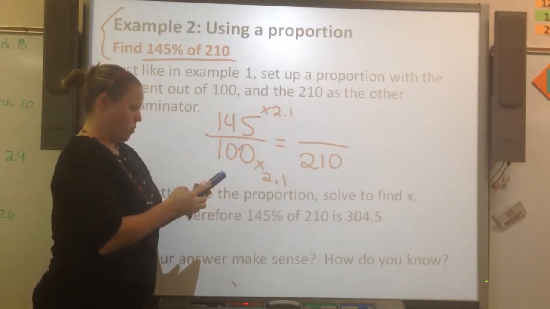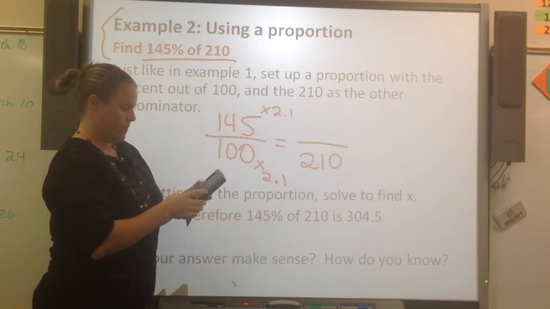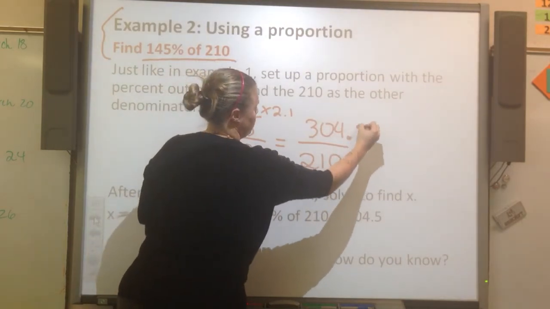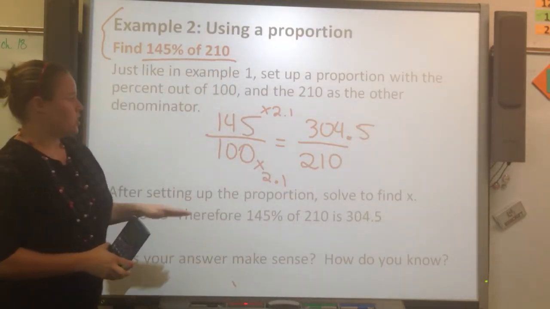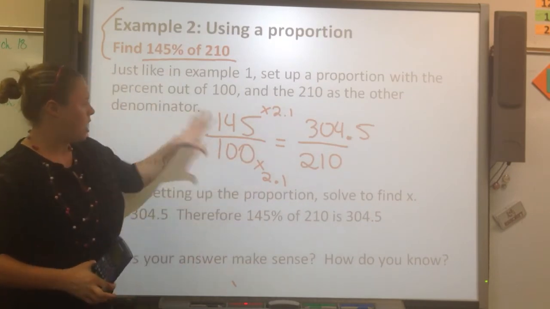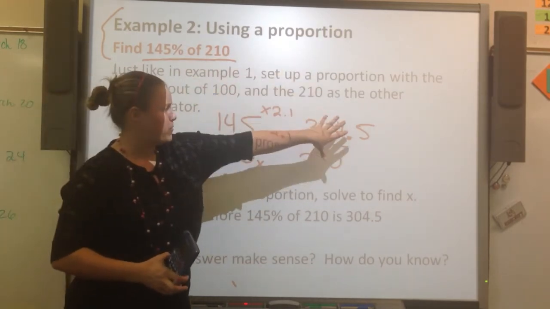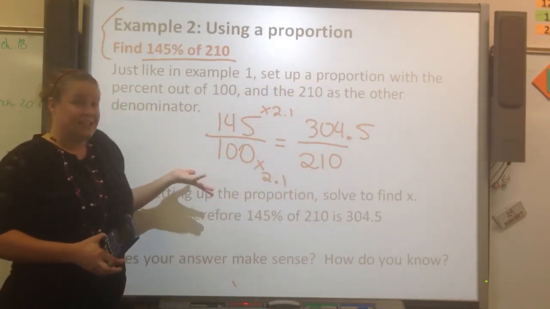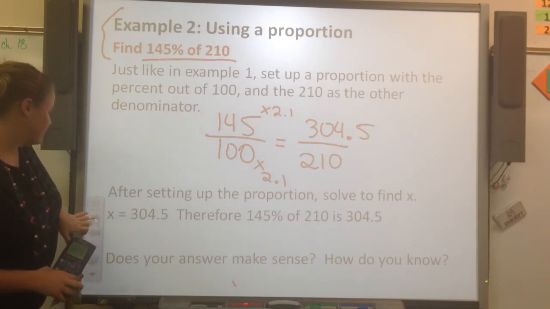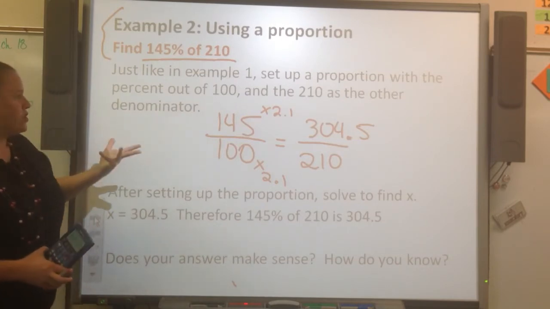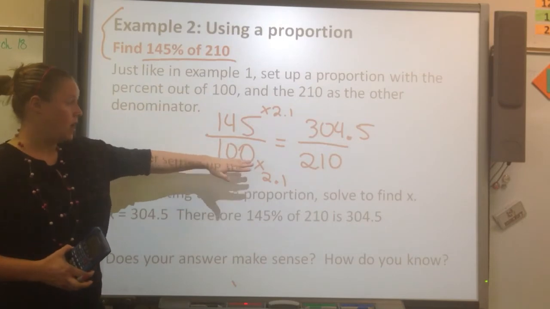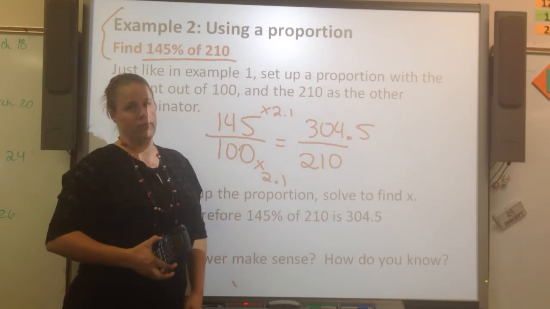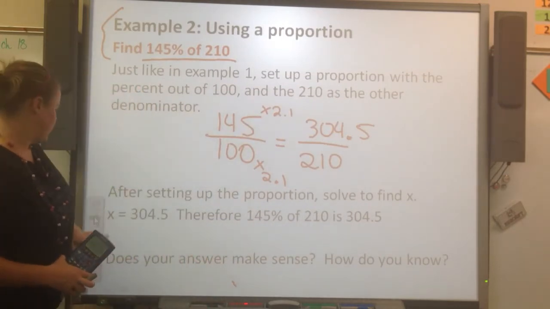Okay? And then 2.1 times 145 is 304.5. So 145% of 100 in proportion is 304.5 over 210. So this means more than, you know, it's a lot. And to check to see if that makes sense, we have to figure out, well, 100% of 210 is 210, and then about 50% more is a little over 100 more. So that's where we check our work.